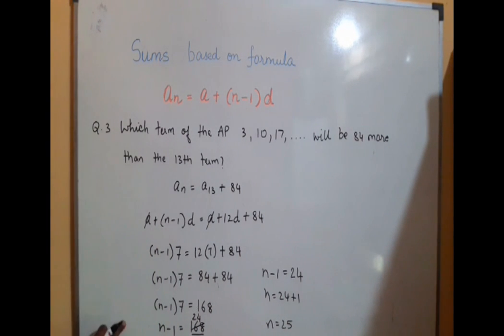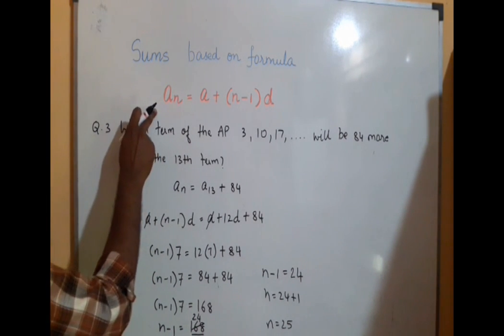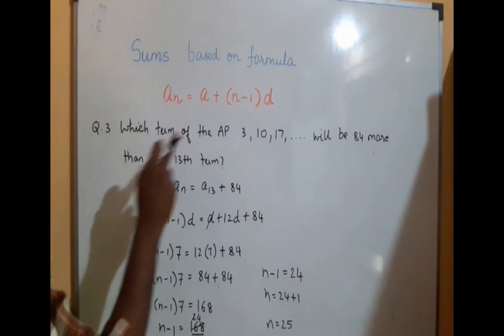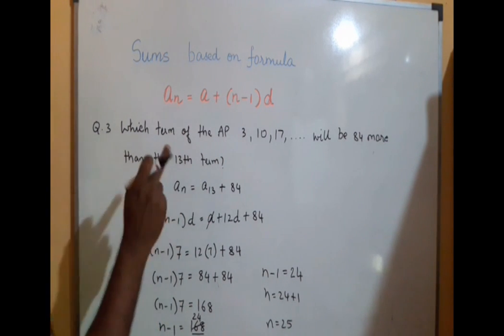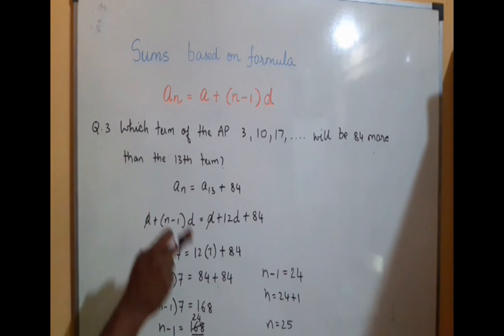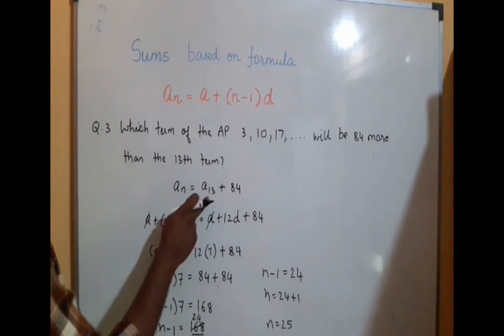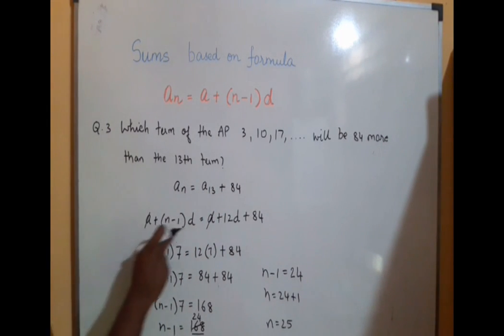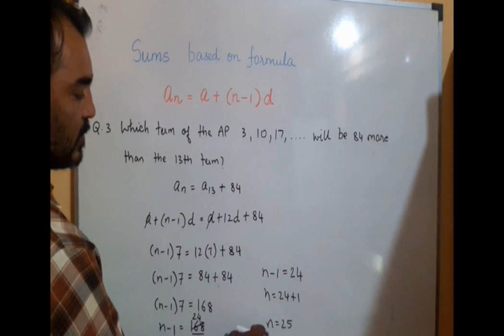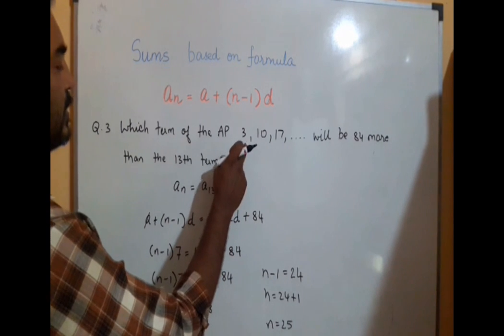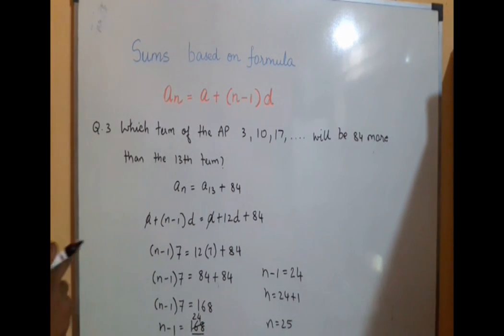I hope you have followed this sum. We repeat once again. We have to find the term of the sequence which is 84 more than the 13th term. So we have taken the term which we are supposed to find as an and written down it is 84 more than the 13th term. Then putting down the formulae and the values, we have concluded this, that the 25th term of this sequence is 84 more than the 13th term. I hope it is clear to you.